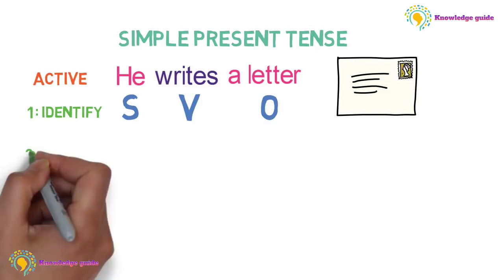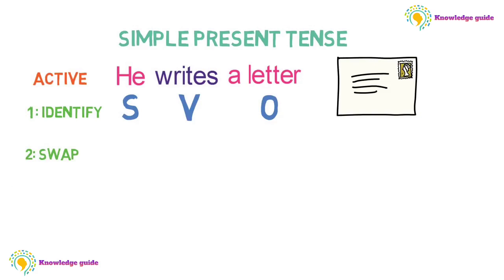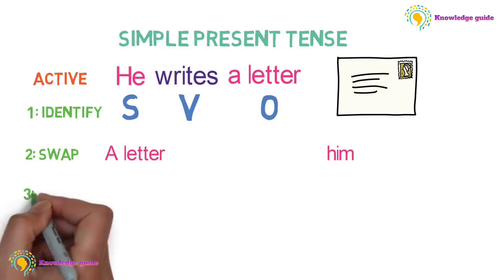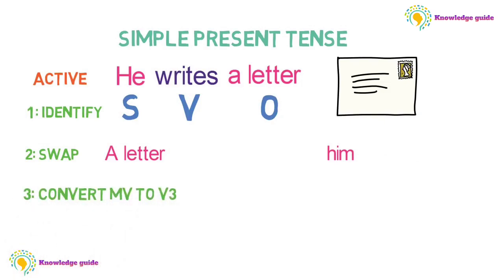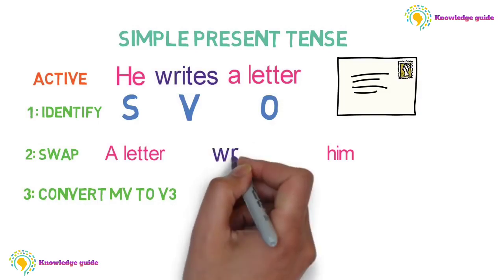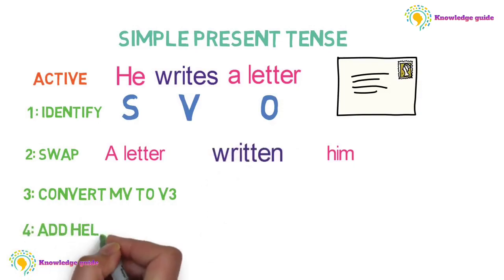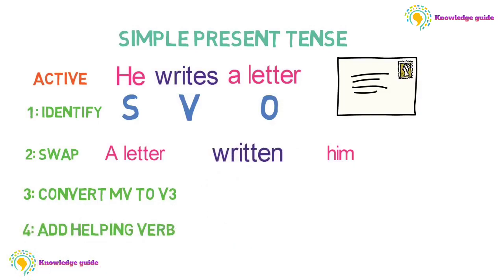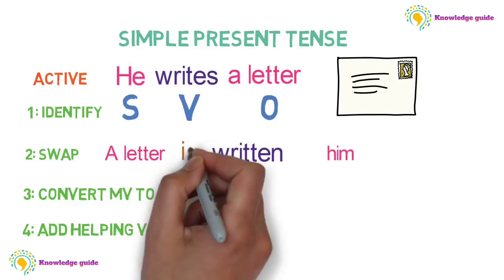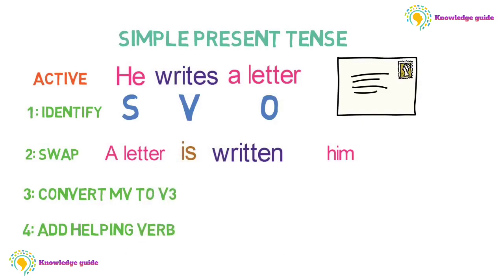Now let's move to the second step. We need to swap the subject and the object. So the object, a letter, will be in the first position and he will turn to him and will be placed in the last position. Now let's go to step 3. We need to convert the main verb to the third form of the verb, which is written. Fourth step, we need to add a helping verb. So it will be is written as the sentence is simple present tense.